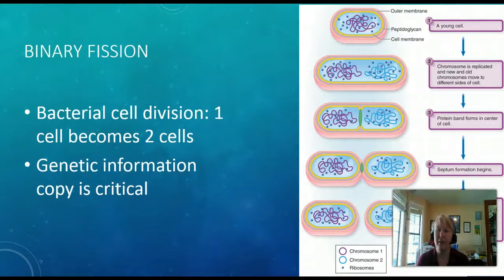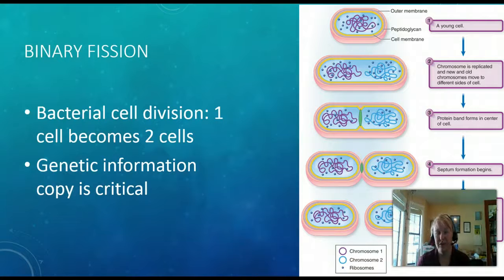So now let's talk about how cells divide. It's critical if we're going to talk about cell growth to know how they grow, right? And microbes, especially bacteria, use binary fission. Bacteria will divide with binary fission. They're the only ones that do that. Eukaryotes use mitosis. So in bacterial binary fission, one bacterial cell becomes two.